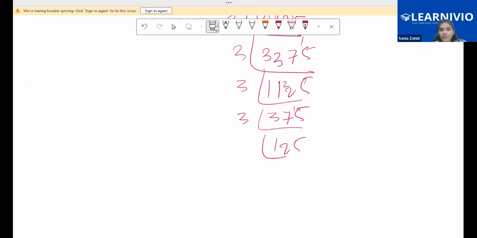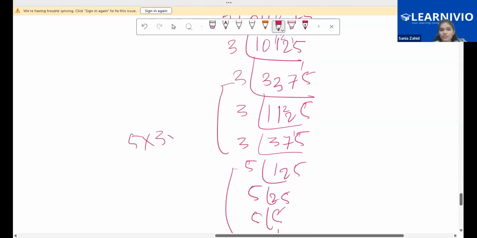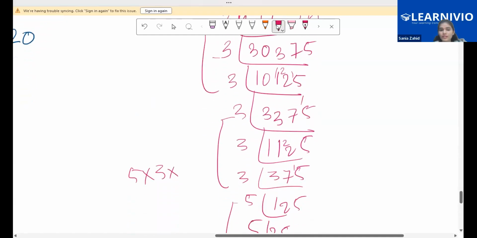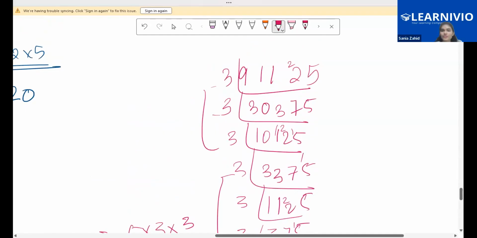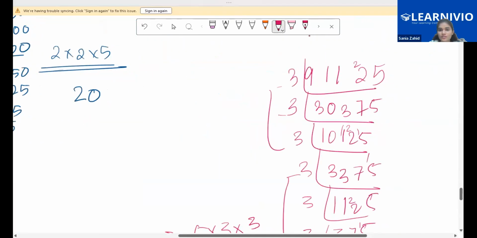No, not by 3 now, by 5 we'll take. Okay, so what are the numbers? We have 5 into 3 into 3, and our answer becomes 45. Right, children? So the square root of 91125 is 45. Now, next question was 175616.